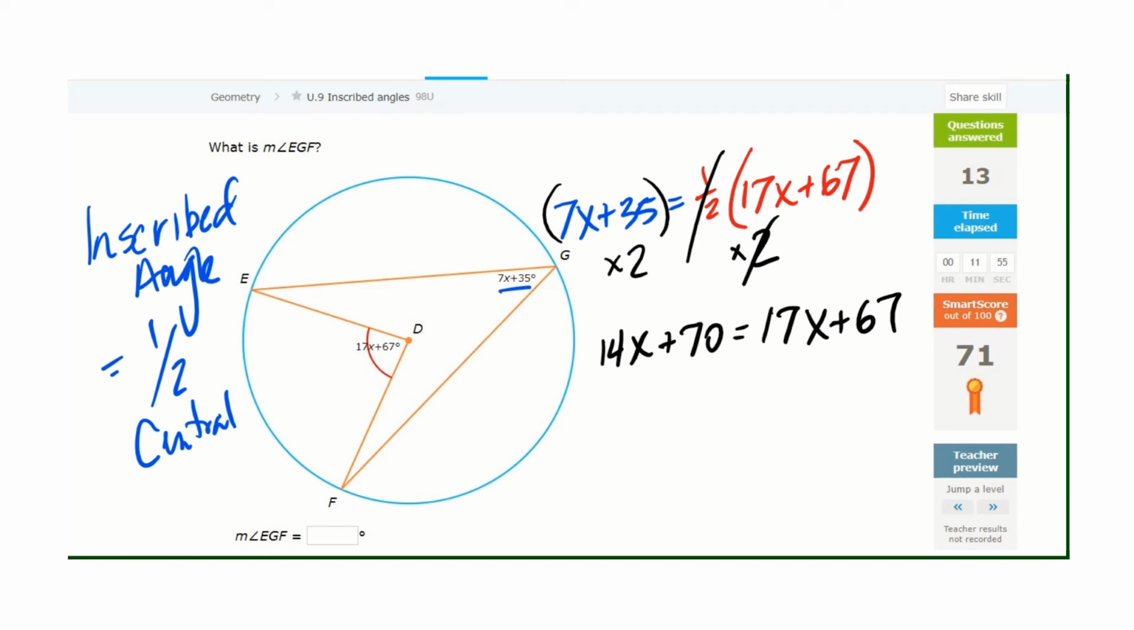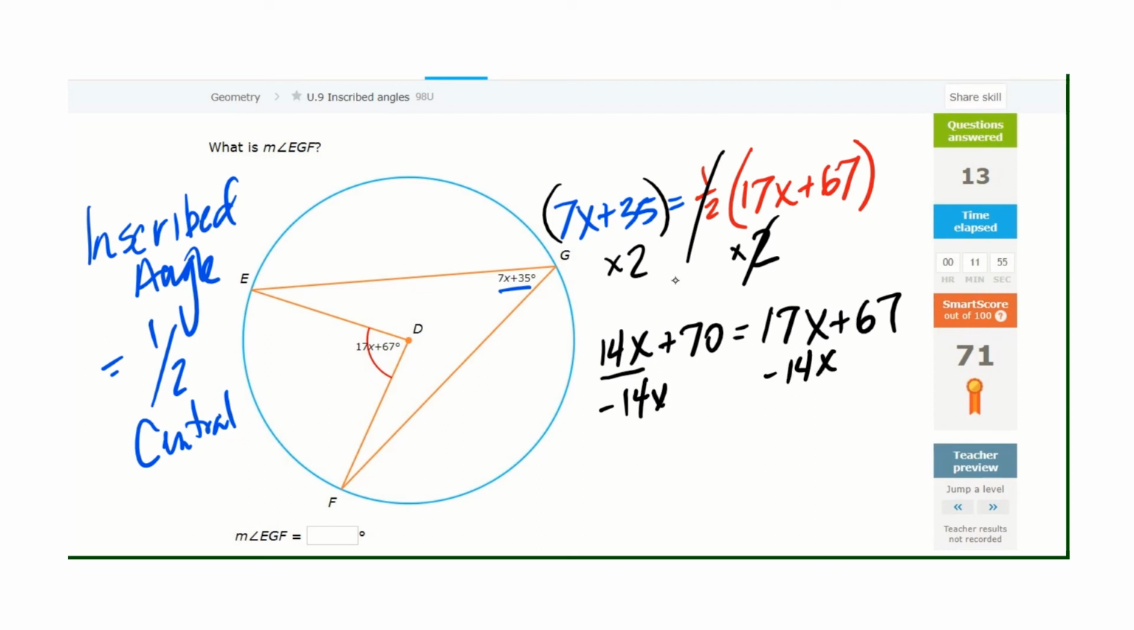So one of these had to change. You either had to cut the right side in half, or you had to double the left side. And if it's even in here in the red parentheses, then go ahead and distribute the half. Just do whatever's easier. And now we need to carefully balance this equation. So subtract 14x from both sides.